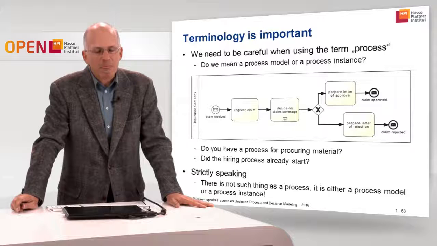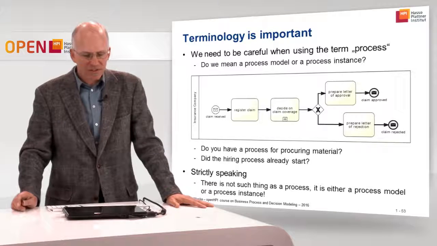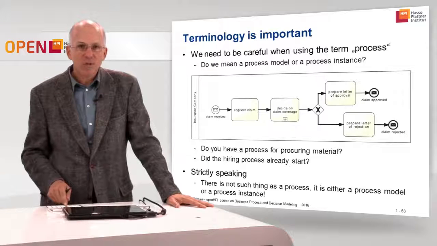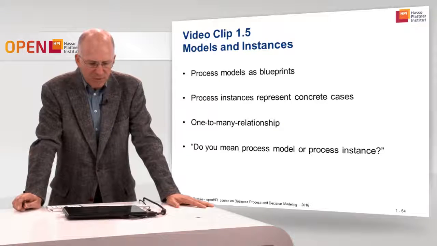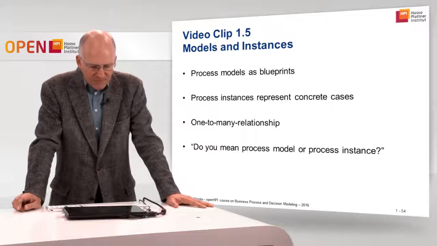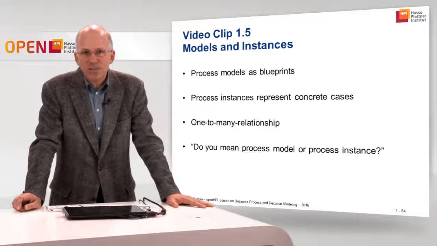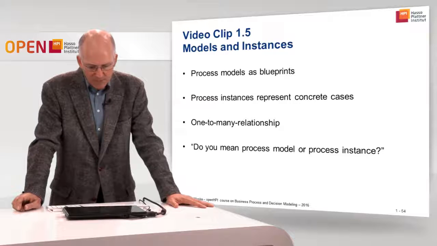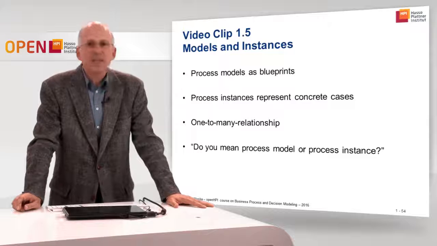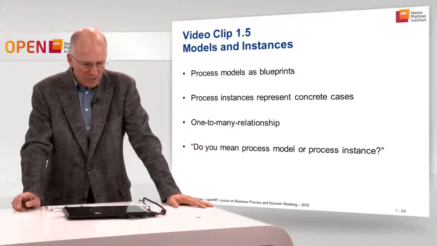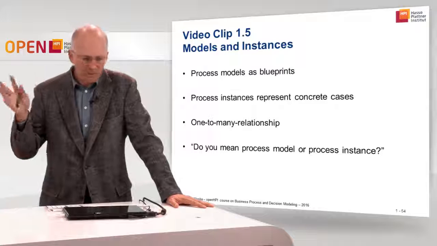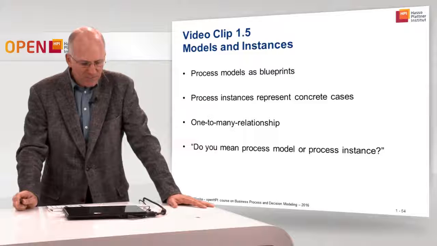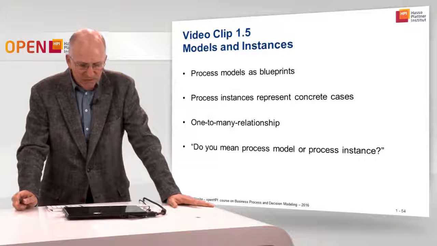So you will reduce misunderstanding in projects when you are very careful about using the term process model and process instance. And that concludes this short video clip about process models and process instances, in which we discuss that process models are blueprints for a set of process instances with the same structure. Process instances represent concrete cases in the operational business of an organization. There's a one-to-many relationship between models and instances. Each process model can have an arbitrary number of process instances. And we discussed that we need to be quite strict about terminology, in the sense that, do we mean process model or process instance?